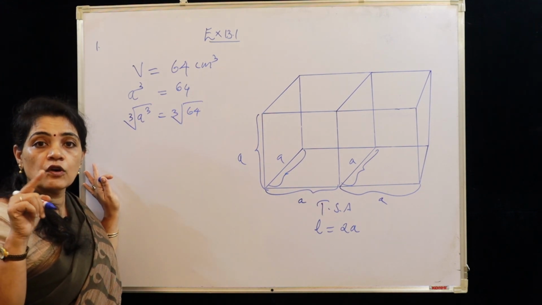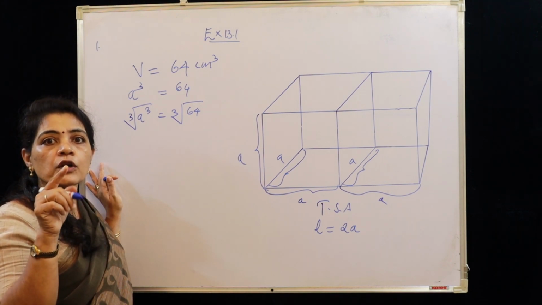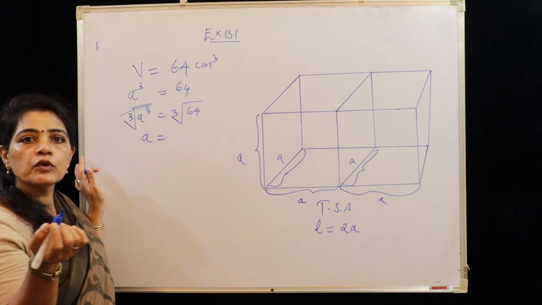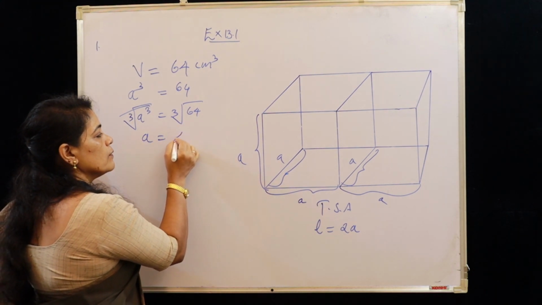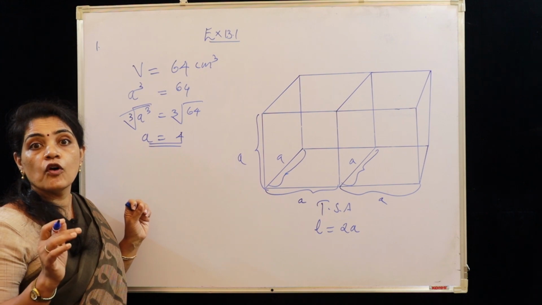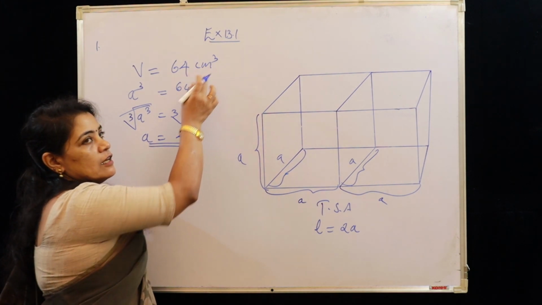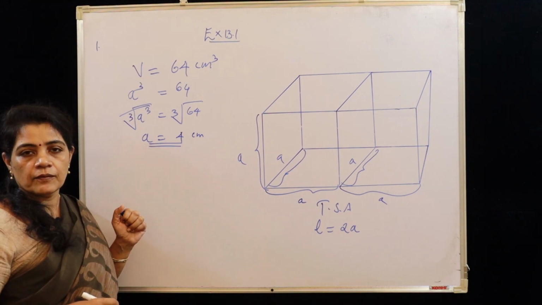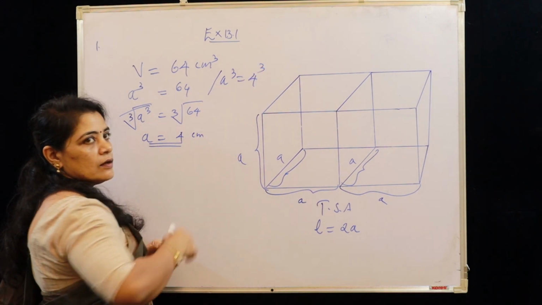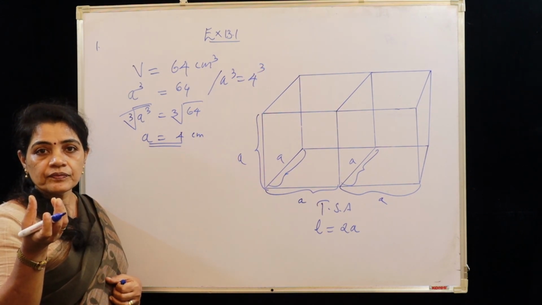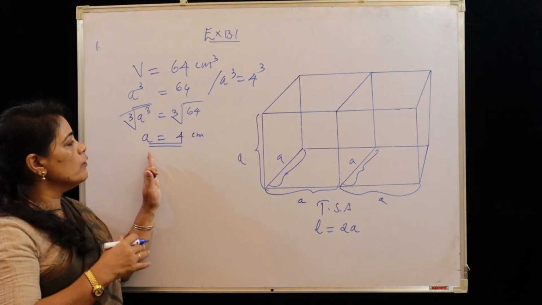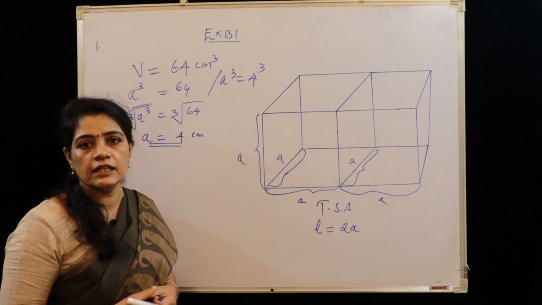Taking the cube root on both sides means the cube root of A cube equals the cube root of 64. Just as square and square root get cancelled, in the same way cube and cube root get cancelled, so A equals the cube root of 64, which is 4. So we have got the side of the cube equal to 4 centimeter. Because the volume is in centimeter cube, this edge will be in centimeter. Or instead you can write A cube equal to 4 cube, by prime factorization, making them triplets. That way also you can find the side of the cube. Anyhow, we got the side of the cube as 4 centimeter.